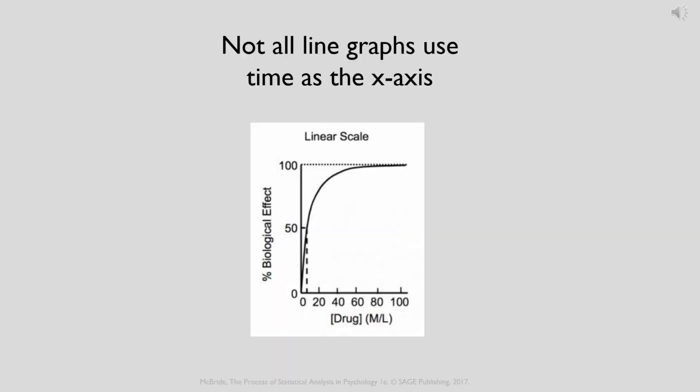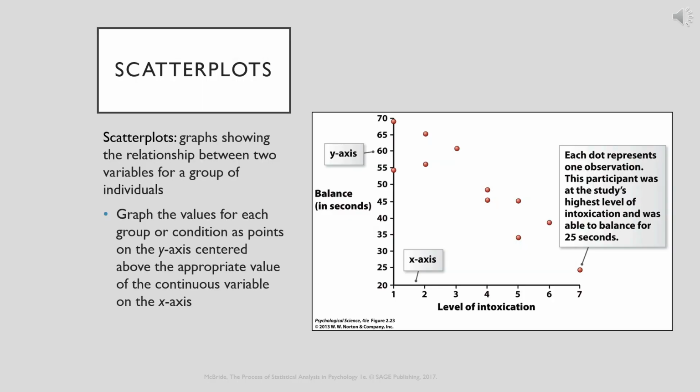Now, so far I've shown you line graphs that always have time as the independent variable, meaning it's plotted on the x-axis. But you could put anything on the x-axis in a line graph, as long as it's some kind of numeric value where as it increases, you're getting more of that thing. And so here's drug concentration, for example, on the x-axis, and then the biological effect of that drug is on the y-axis. The final type of graph we're going to be talking about is a scatter plot.